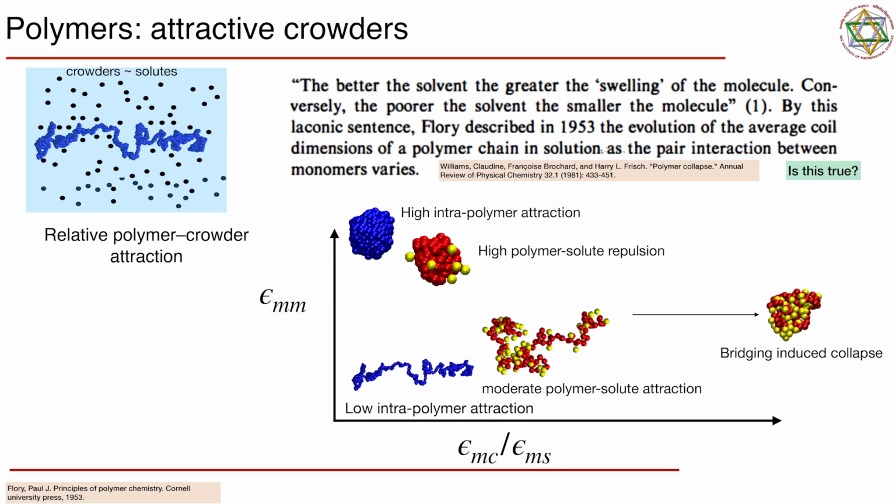And what I want to say there is, from the paper, the better the solvent, the greater the swelling of the molecule. Conversely, the poorer the solvent, the smaller is the molecule. This is from the Flory paper, but that seems to be not the case. The more the attraction between the polymer and the solute, beyond a point, it goes from swelling to collapse. So too much of something is not leading it to be more attractive, but it is actually leading it to collapse. So the entire talk is just that slide. Okay.